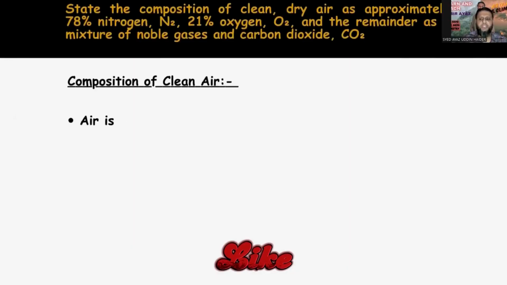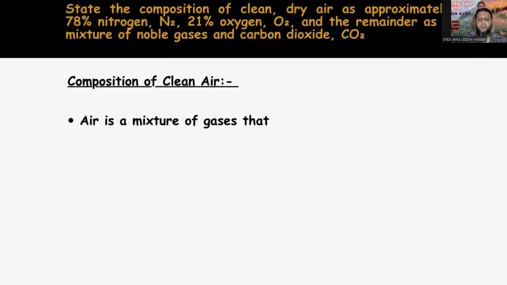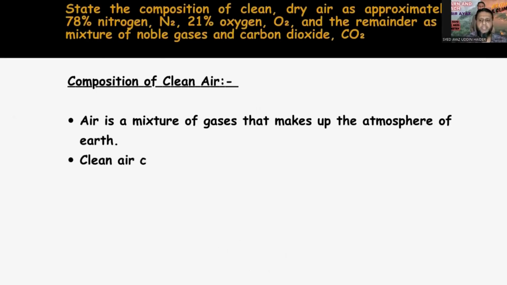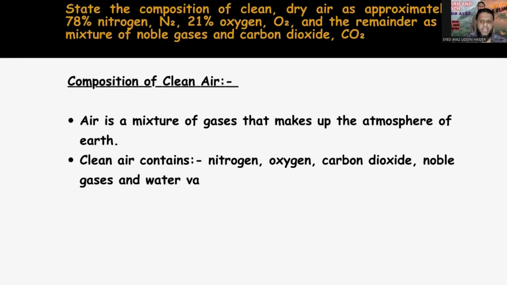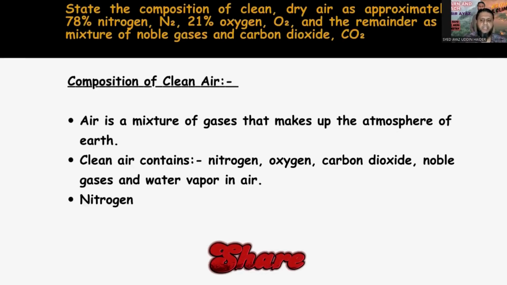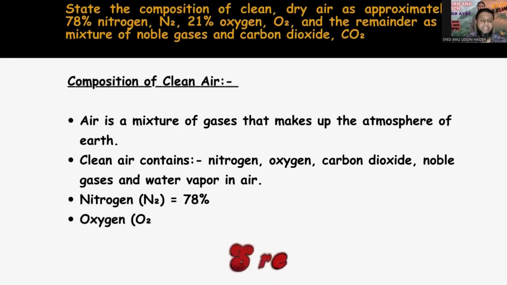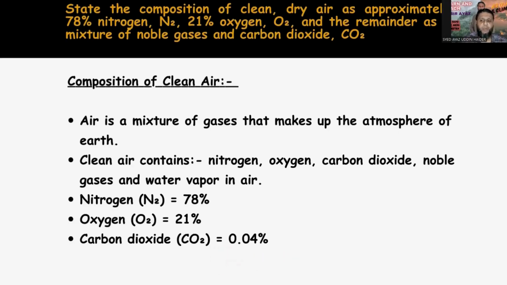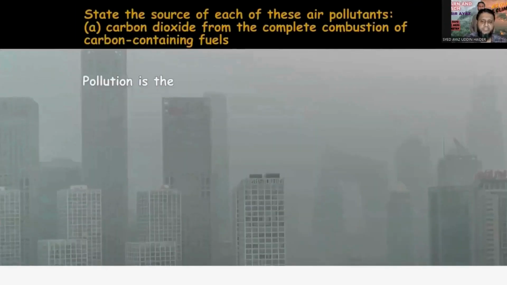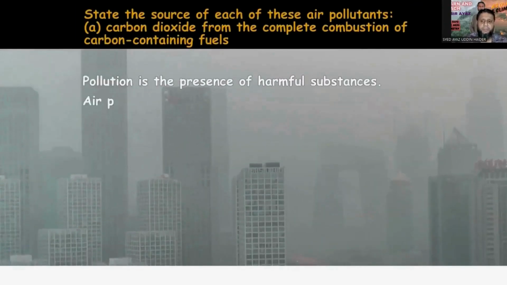Let's start with the composition of clean air. Air is a mixture of gases that makes up the atmosphere of Earth. Clean air contains nitrogen, oxygen, carbon dioxide, noble gases, and water vapor. Nitrogen makes up 78% of the air, oxygen 21%, carbon dioxide 0.004%. It's written wrong; 0.04% is correct.